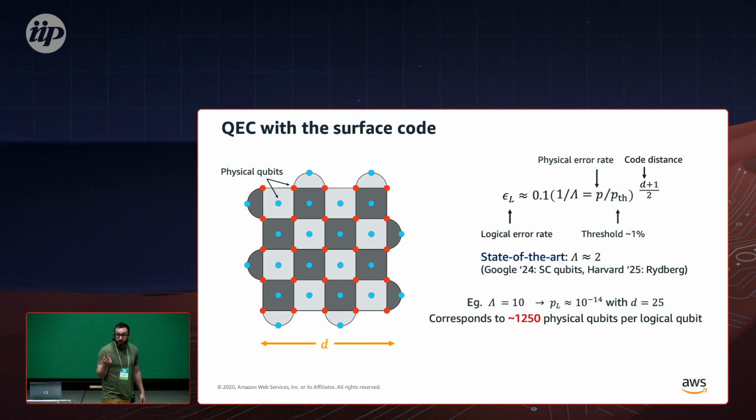Now think about lambda 2. Because the number of qubits goes as the square of the distance, it would be a factor of roughly 10 more. So in that case, for lambda 2, you require like 12,000 physical qubits per logical qubit, right? That's a lot. Even for lambda 10, it seems a lot, right?